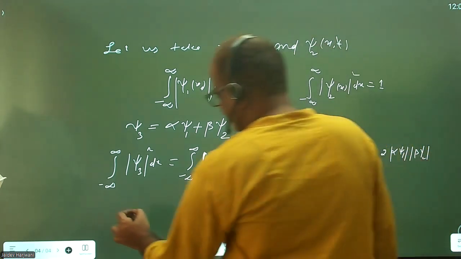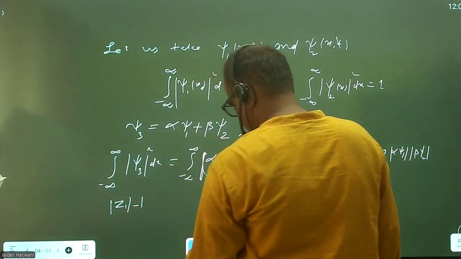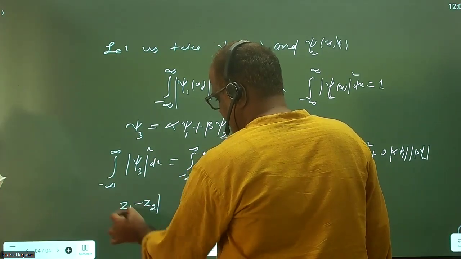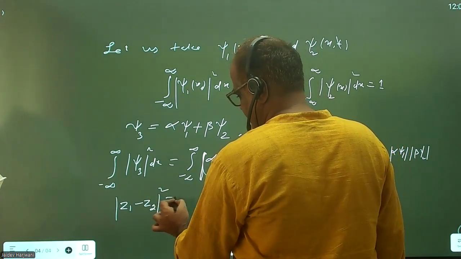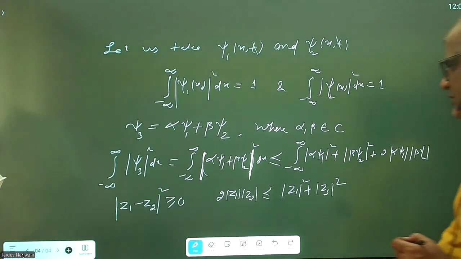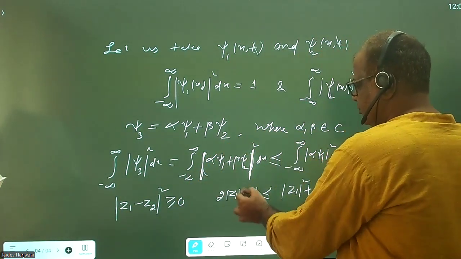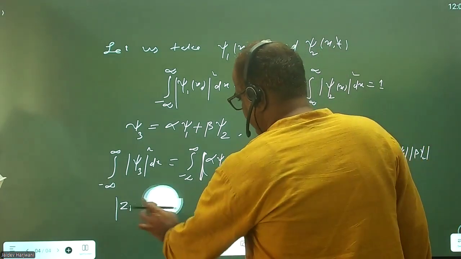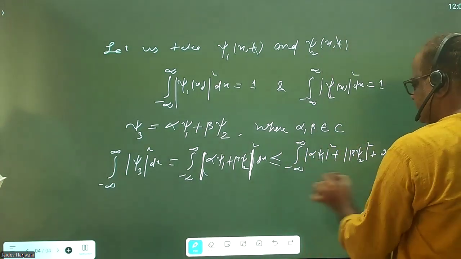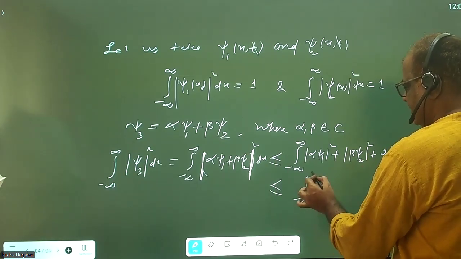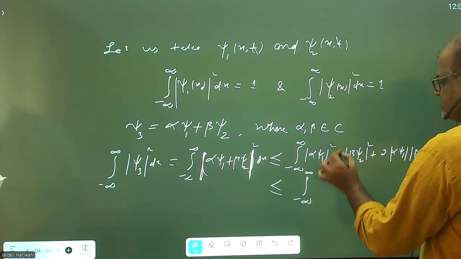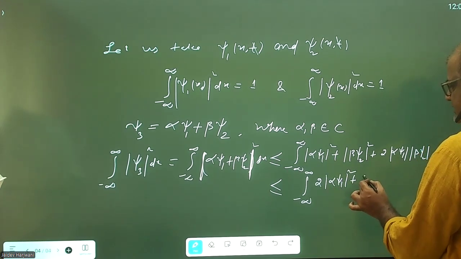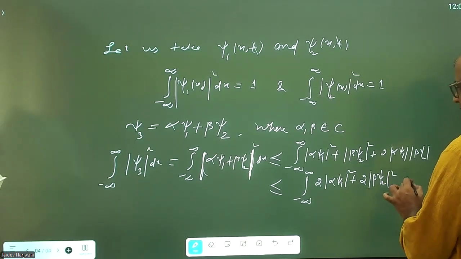This can be proved if I take mod z1 minus mod z2, which is always greater than or equal to 0. If I open this one, I can show that 2 mod z1 mod z2 is always less than or equal to mod z1 square plus mod z2 square. Using this inequality, this integration is also less than or equal to the integral from minus infinity to infinity, and I can write this as 2 times, alpha psi 1 square plus beta psi 2 square. Of course, there is a dx.